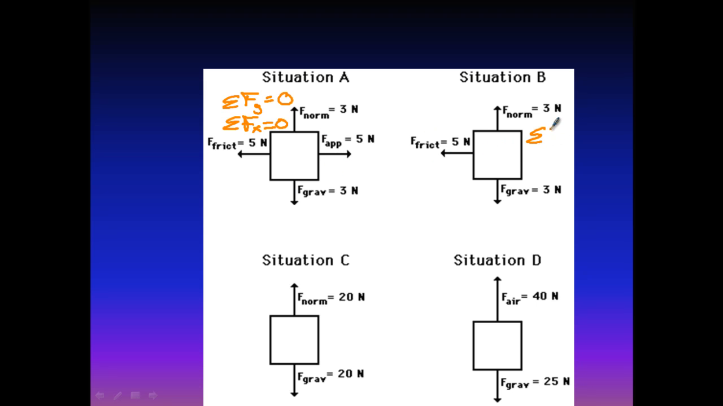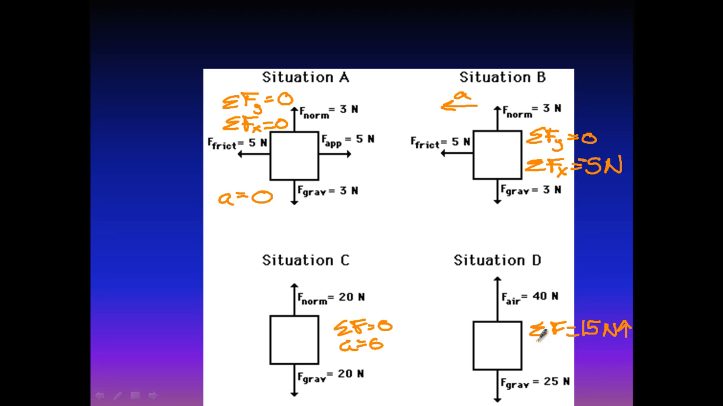In this case, net force in the y equals 0, but the net force in the x equals -5 newtons. That means it's accelerating this way. Draw those acceleration arrows. Acceleration equals 0 for this one. This guy's balanced, net force equals 0, a equals 0. For this guy, net force is going to be 15 newtons up. That means acceleration is up.